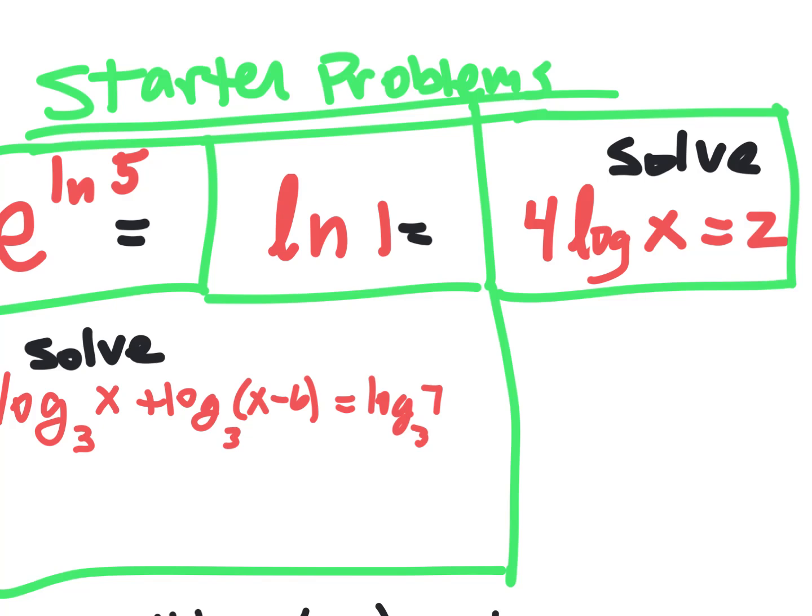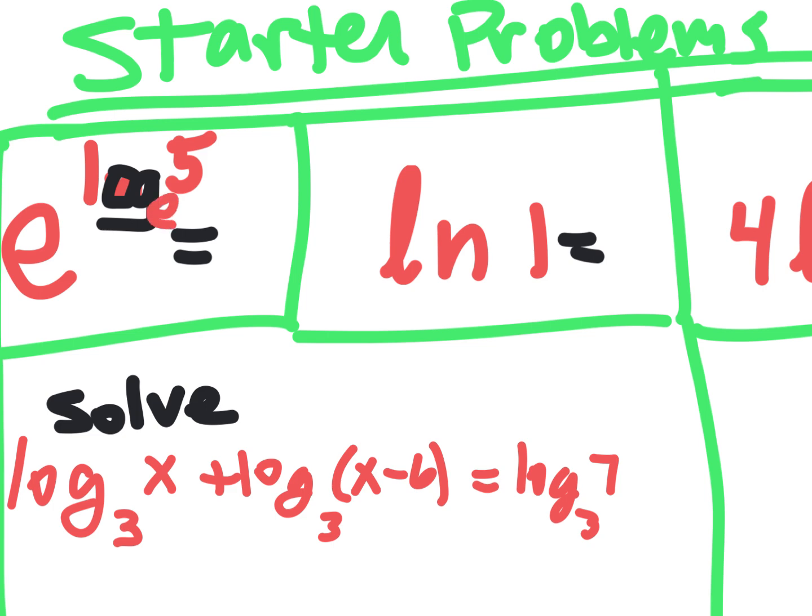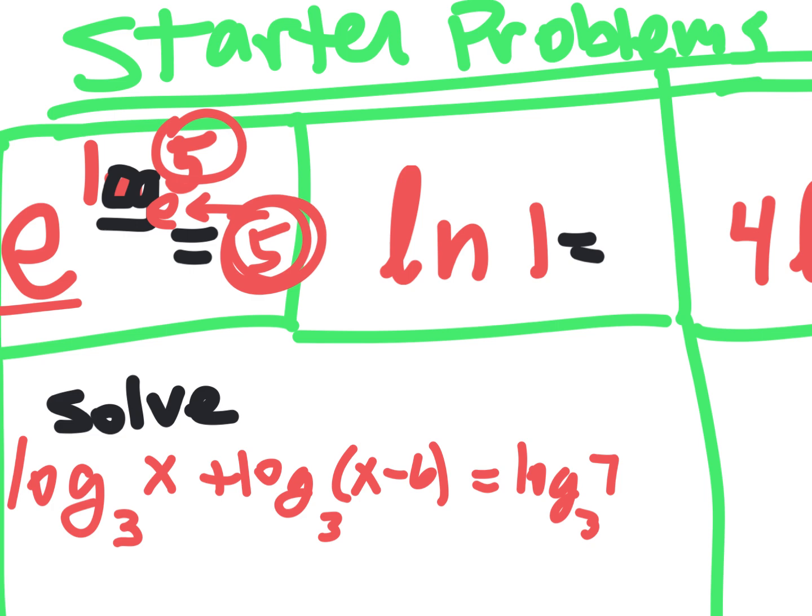Did you remember my advice about ln and rewrite it as log base e? Because if you did, I bet you would have figured out that the bases were the same. You know, if that and that are the same, then the answer's 5. And that's all there is to it. Raise your hand if you had 5. Okay, good. Next one is ln 1.